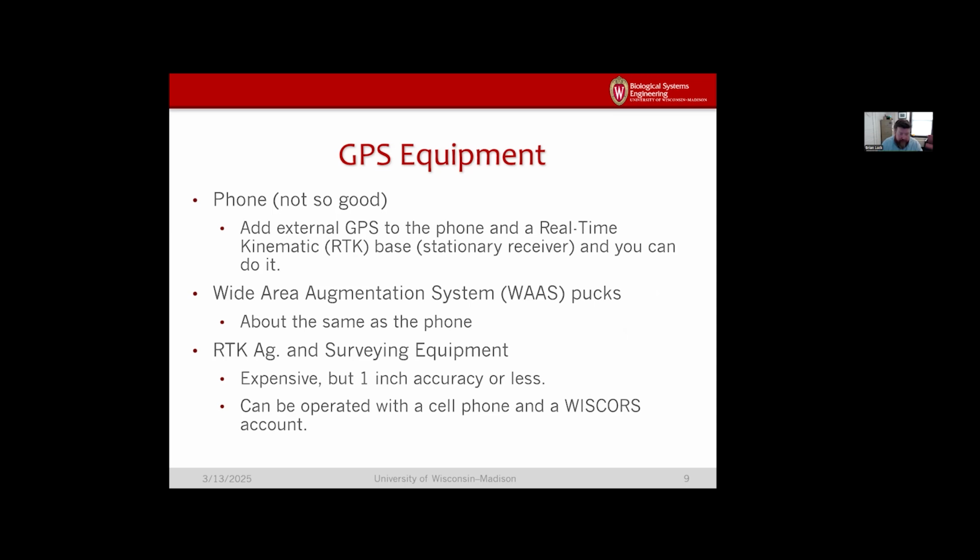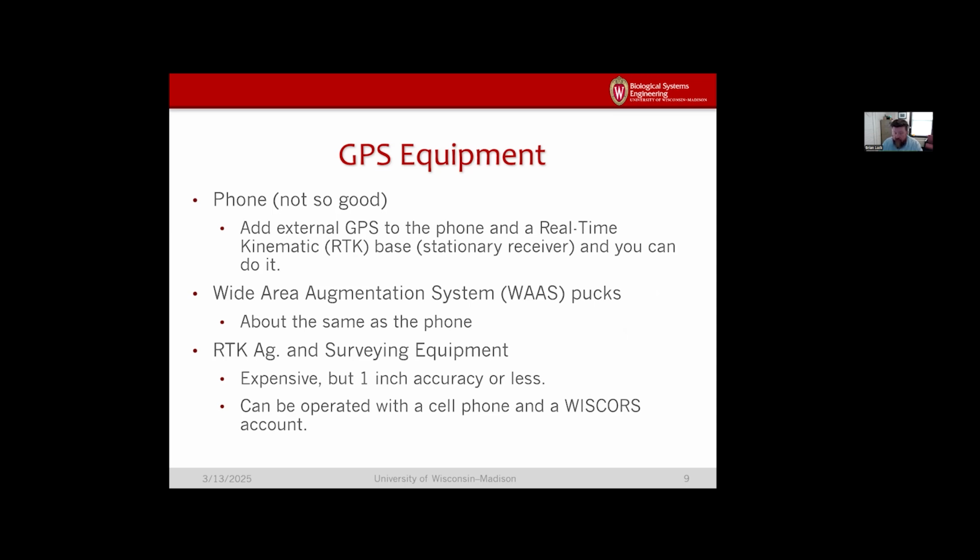The other thing I wanted to mention for us here in Wisconsin, and especially those of us that work for the state or government agencies, et cetera, is we have a WISCORS network. Basically what that is, it's operated by our Wisconsin Department of Transportation, and it has several stationary RTK base stations across the state that we're able to tap into and get our correction signal from those.